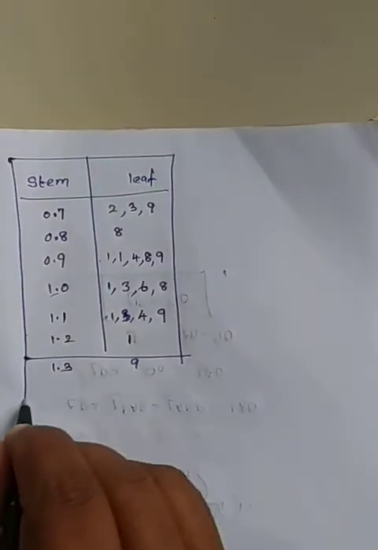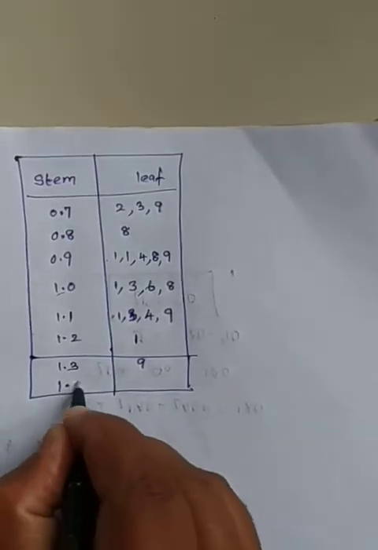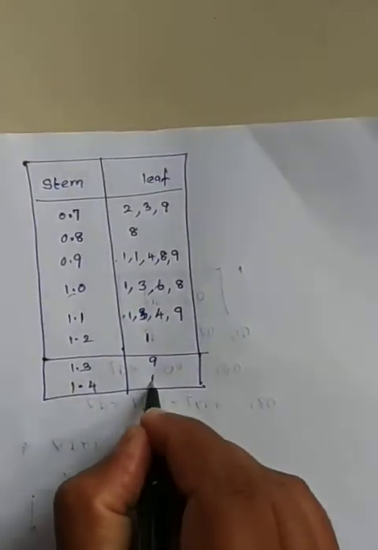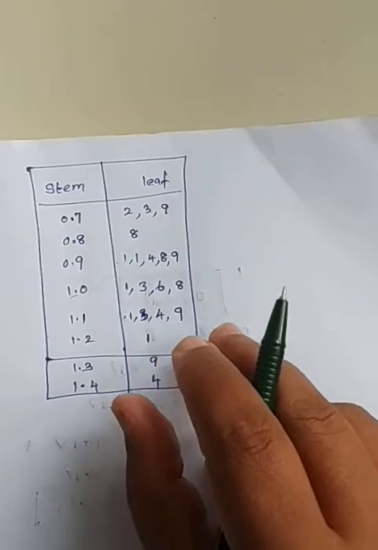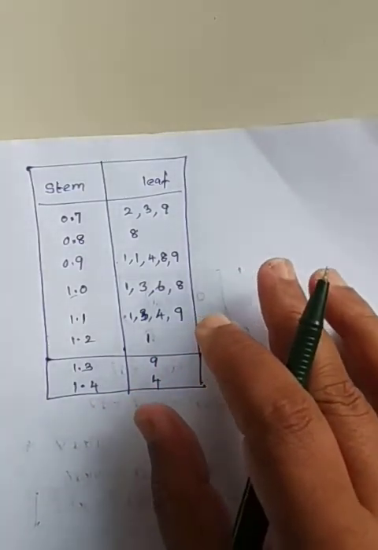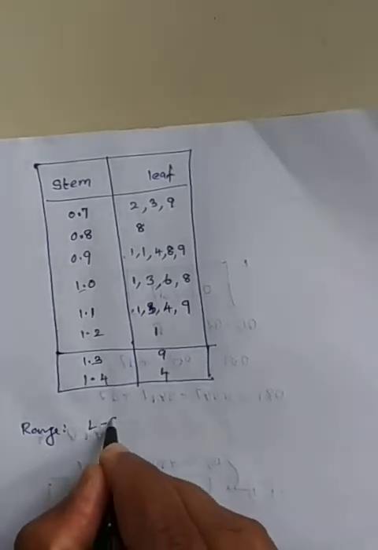The next one, finally, what are we having? 1.4. In 1.4, what is that? 1.44, so that's why you write 4 here. This type of writing of numbers is nothing but a stem and leaf plot chart. After this you need to find the range.